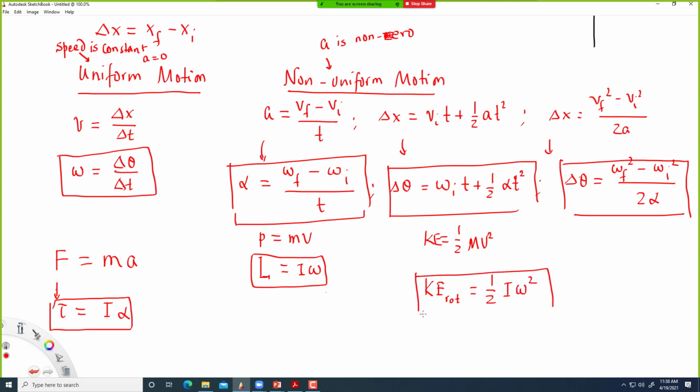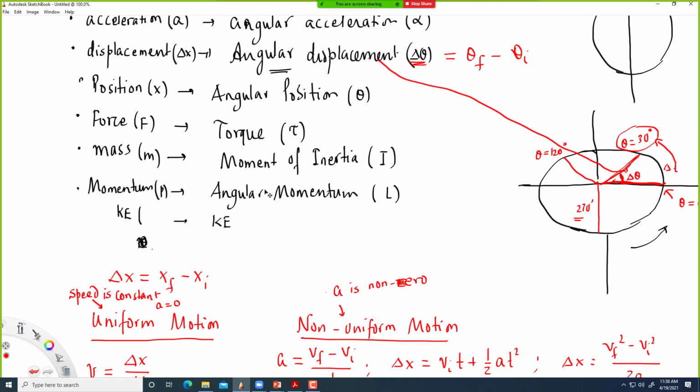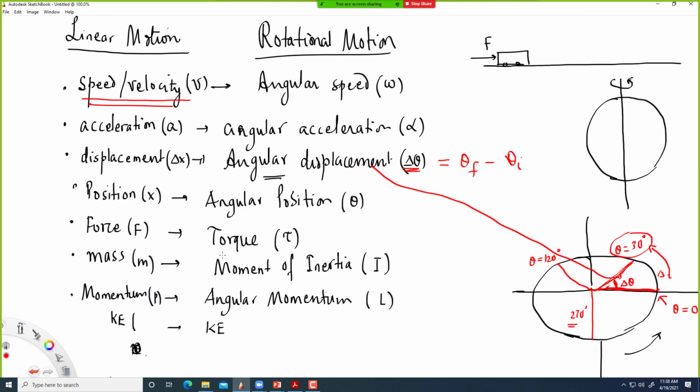So see, it's pretty straightforward. You just need to know which one corresponds to which one in rotational part. If you know that, then you can just use the previous formula. So for that, you need to look at this table, okay? So the rotational counterpart of speed is omega. Rotational counterpart of acceleration is alpha. Delta x is delta theta, okay, all those things.